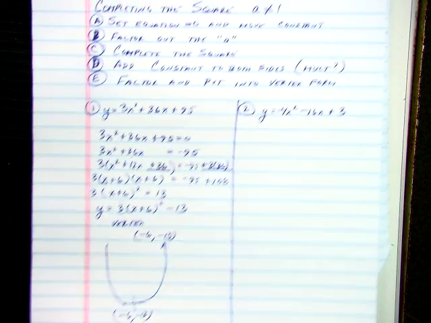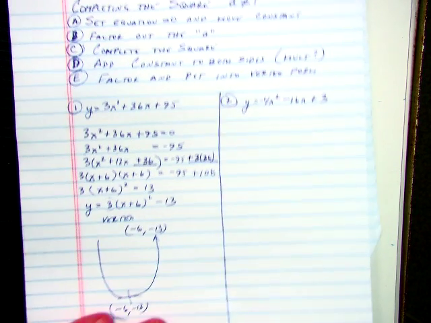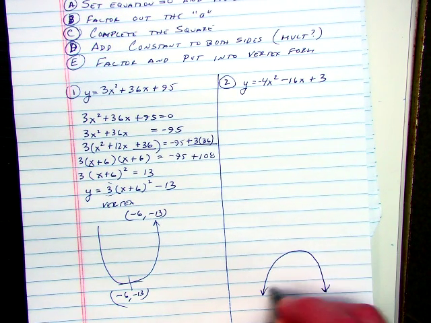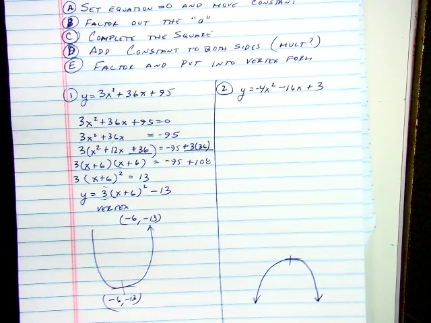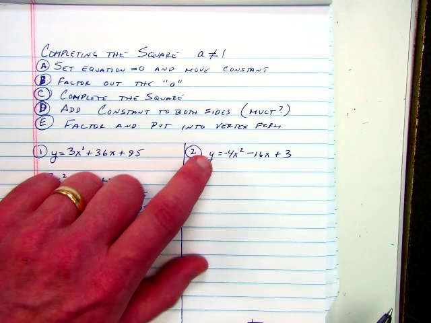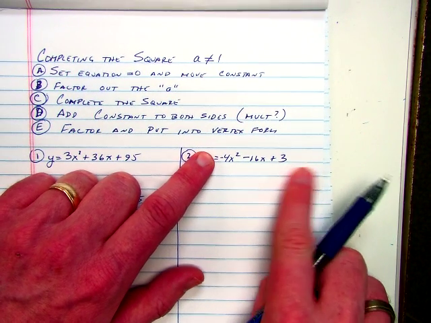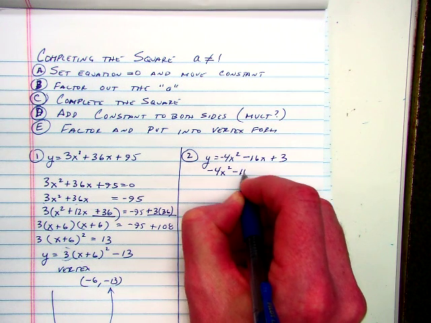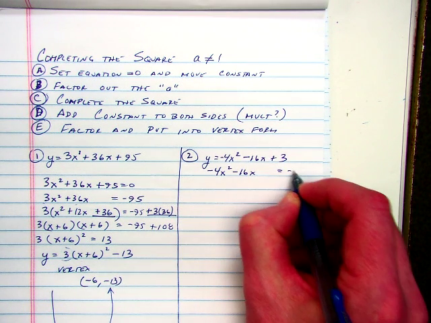Now, if we look at this, we know that this graph is going to be a frown, or it's going to open down. We just need to go find the coordinates of that vertex. So as before, I'm going to set this equal to 0, but let's go ahead and move the constant right off the bat. So I get negative 4x squared minus 16x equals now negative 3.